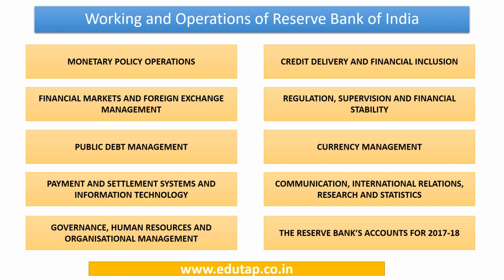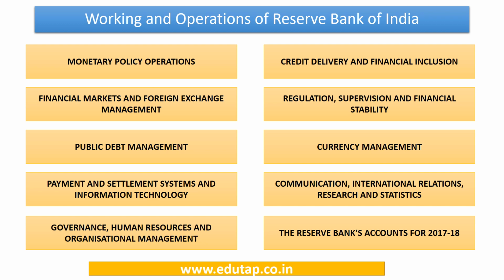And if you look at the annual report, it is divided into different sub-chapters, and these chapters are monetary policy operations of RBI, credit delivery and financial inclusion, financial markets and foreign exchange management, regulation, supervision and financial stability, public debt management, currency management, payment and settlement systems and IT, communications, international relations, research and statistics, governance, HR and organizational management, and the Reserve Bank's accounts for 2017-18.